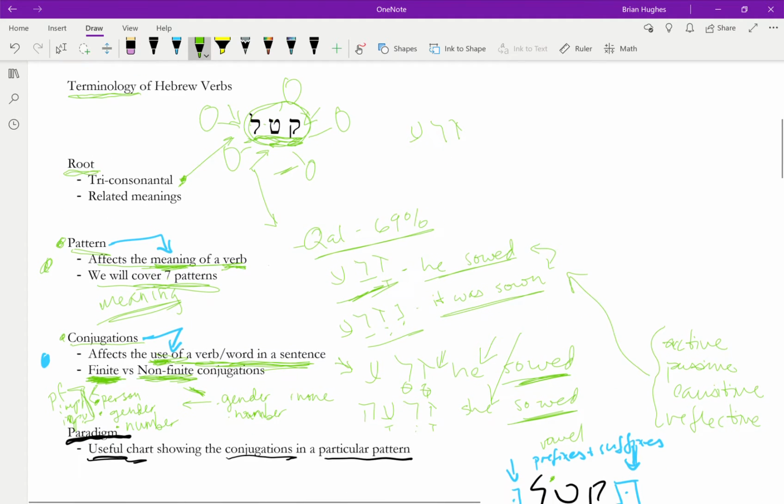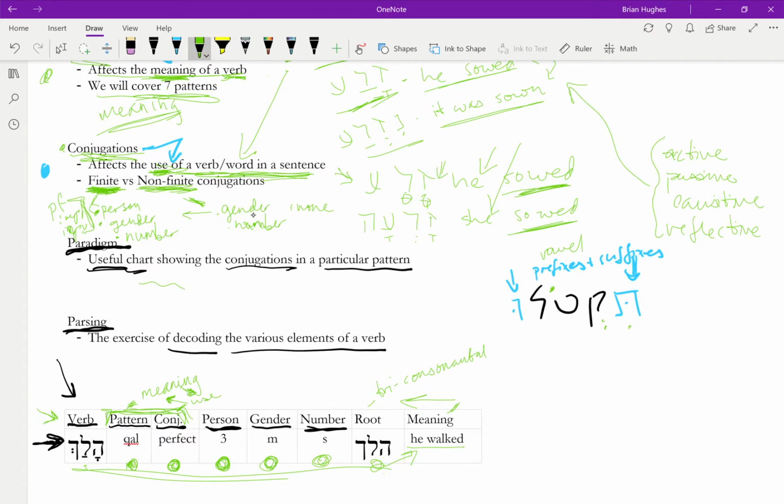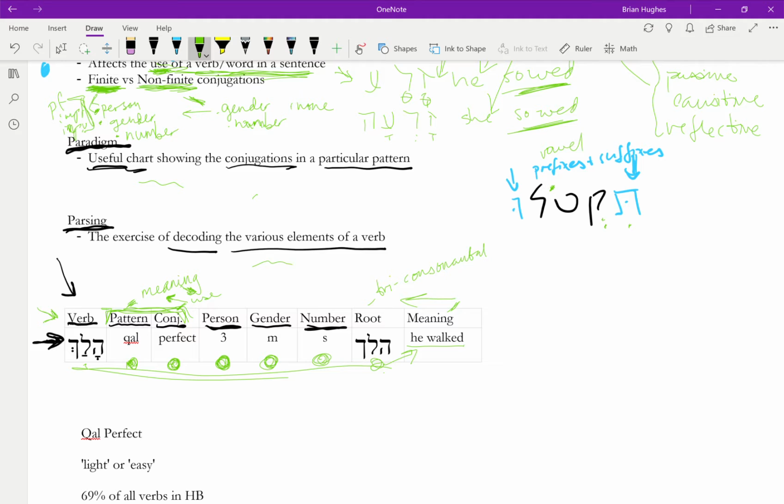So that's just an overview of the Hebrew verb. That's the terms we're going to be using. We're going to be looking for a triconsonantal root. We're going to be breaking down the different patterns that affect the meaning of the verb. Then we're going to be looking at different conjugations: how is this particular meaning being used in this particular sentence? Paradigms are going to be helpful for studying and memorizing how these different patterns and conjugations show up. And then parsing will be a major part of our work together.